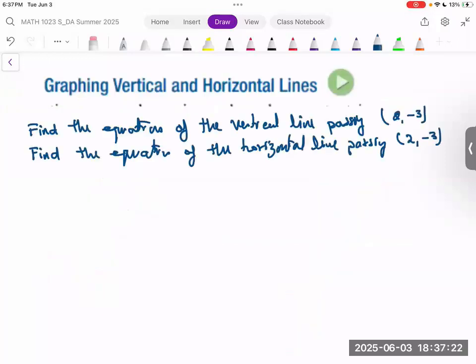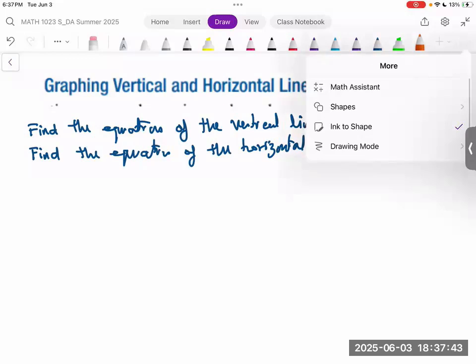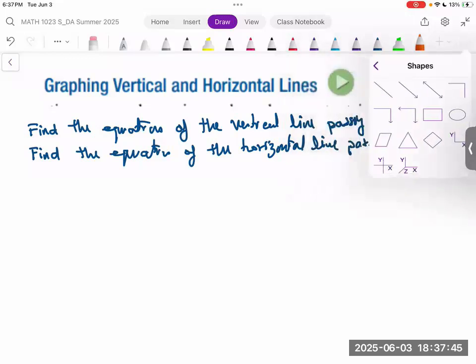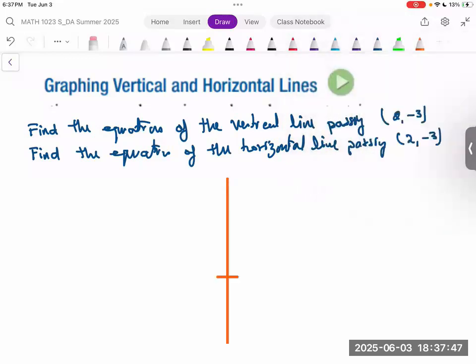All right, so the best way to figure out the equation of a vertical line or horizontal line is always the graphing method. Graph it, and you will get the equation right away. Let me demonstrate how to do this. It's not really difficult. By the way, I'm going to do both of them, A and B.